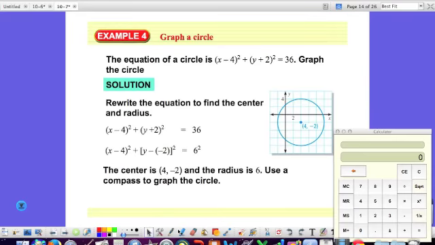So now the question is, if you were given an equation, could you graph the circle? I think you could. They tell you to rewrite the equation to find the center and the radius. Well, the center right there is going to be (4, -2). Put a dot there, and the radius is 6. These are counting by 2, so that's why. Then use a compass to draw the circle.